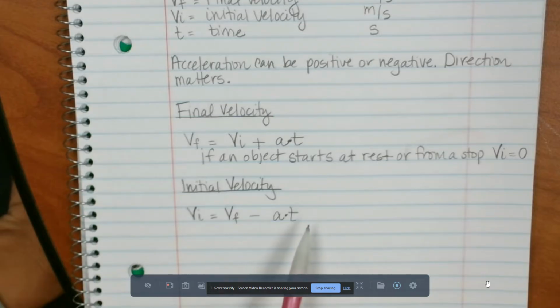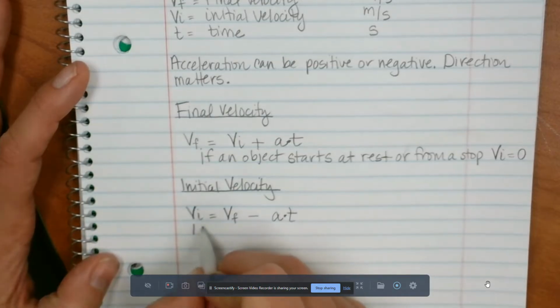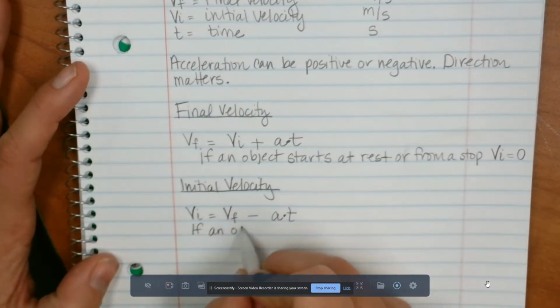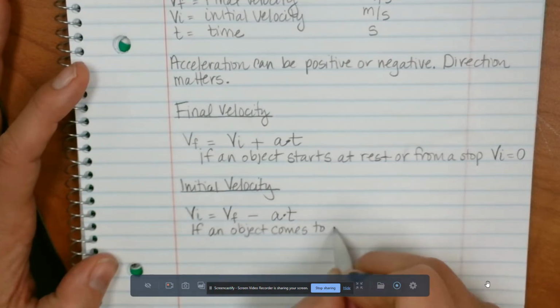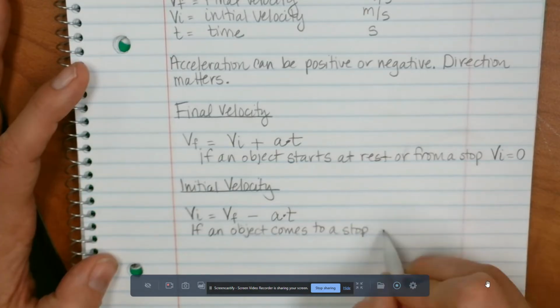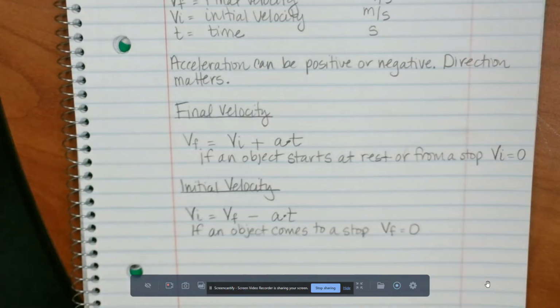And again, please excuse my dear Aunt Sally, multiply, get that plugged in, then we subtract Vf minus whatever we get from this multiplication. Okay, so we're going to add that if an object comes to a stop, then Vf equals 0. So if the object's moving and it comes to a stop, the final velocity is going to be 0 in that equation.